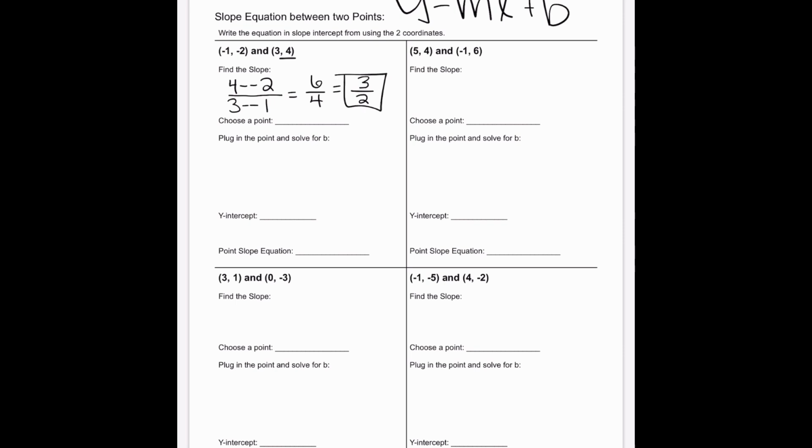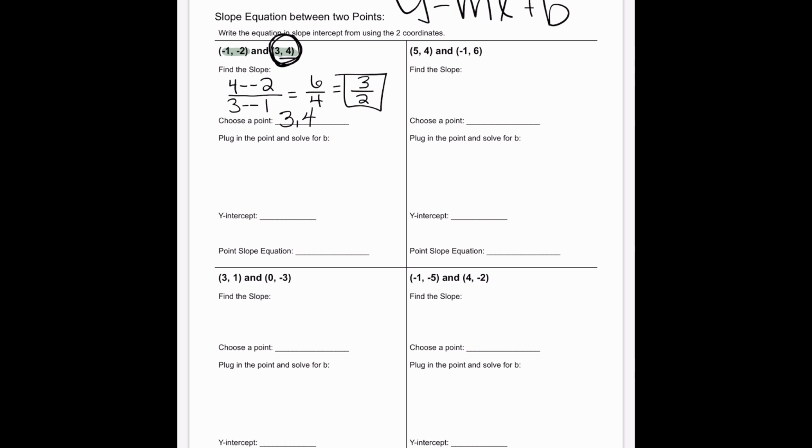Okay, that's our slope. Then we choose a coordinate. You can either choose the first coordinate or the second coordinate. It doesn't matter. I choose one that has smaller numbers, has 0, 1, or positive numbers, numbers I think are going to be easier to work with. So I'm going to choose (3, 4) just because they're positive and I think it'll make my life easier. But it doesn't matter. We'll get the same answer either way.